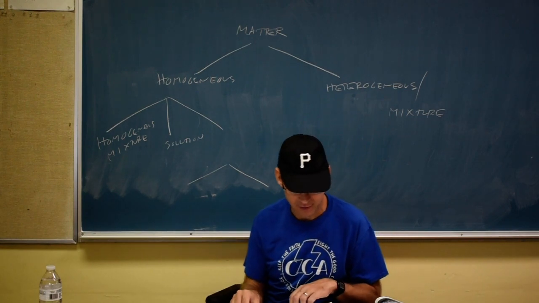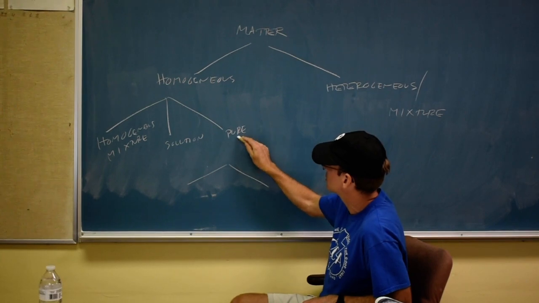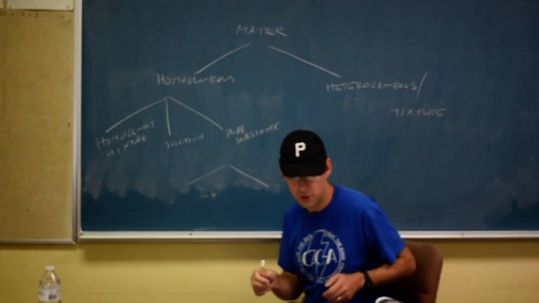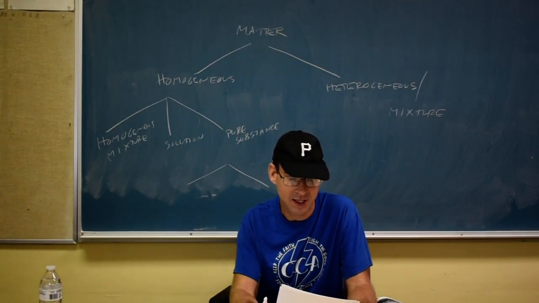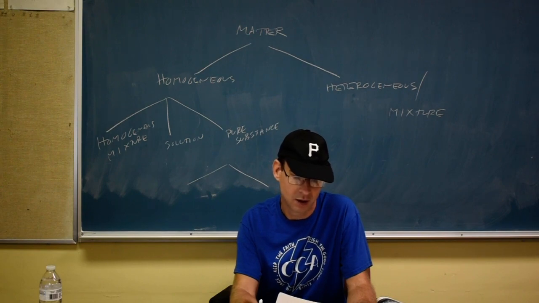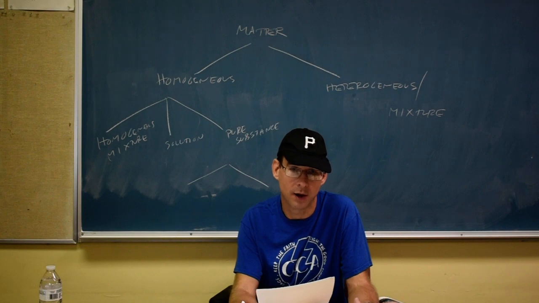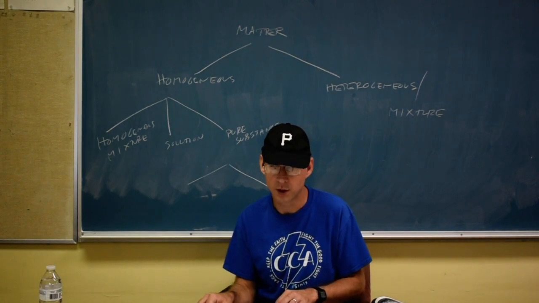And then the third category off of this was a pure substance. A pure substance is basically anything with a chemical formula. Okay, so gold, water, H2O in other words. The definition for pure substance is no variation of proportion. You have no wiggle room. Okay?